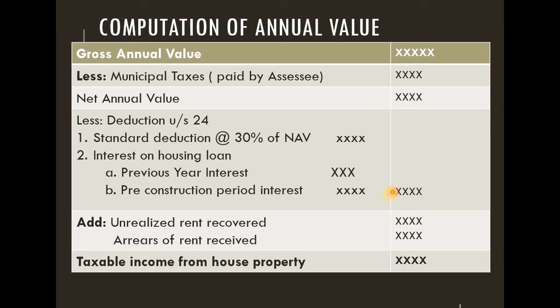So the total amount of interest on housing loan, then after deducting you should add unrealized rent recovered. See, unrealized rent. There is a condition that the assessee must take reasonable action against the person who has not paid the rent. So legal proceedings must be taken against him. When the legal proceedings have been taken against the tenant, definitely he will repay the rent. So here unrealized rent is recovered.